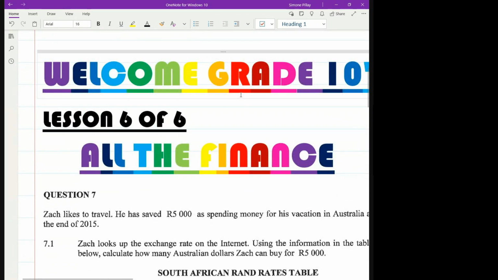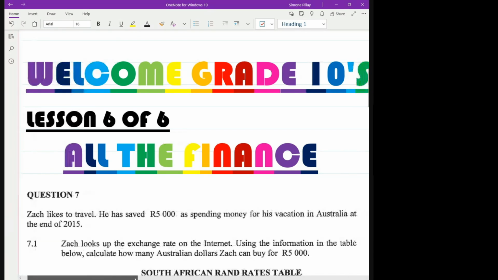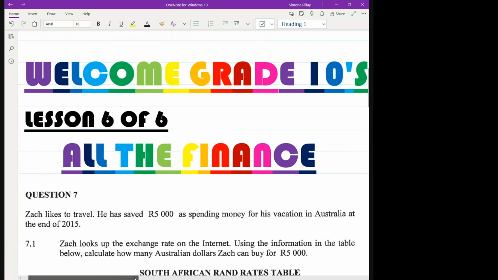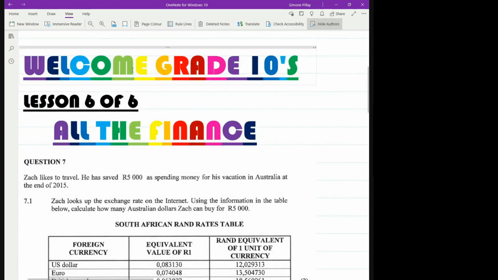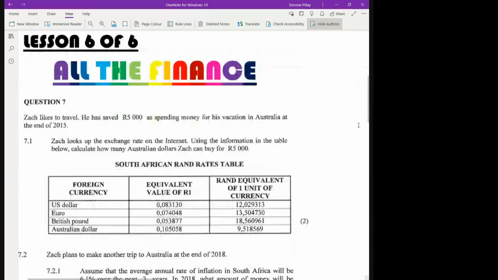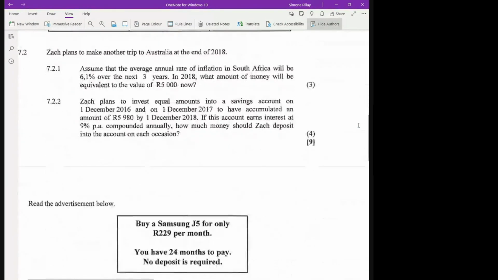So welcome grade 10s. First and foremost, do I perhaps have to zoom out of this? No. Well, I am actually gonna zoom out. Can you guys still see like this? Is the screen still fine like this? You can maybe just give me a reaction. Everything can be seen. Cool. Just so that I can have space to maybe do calculations on the side.